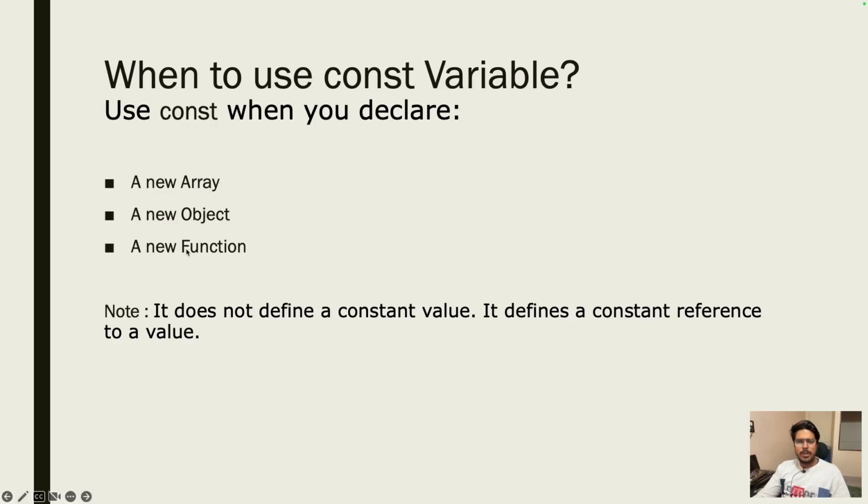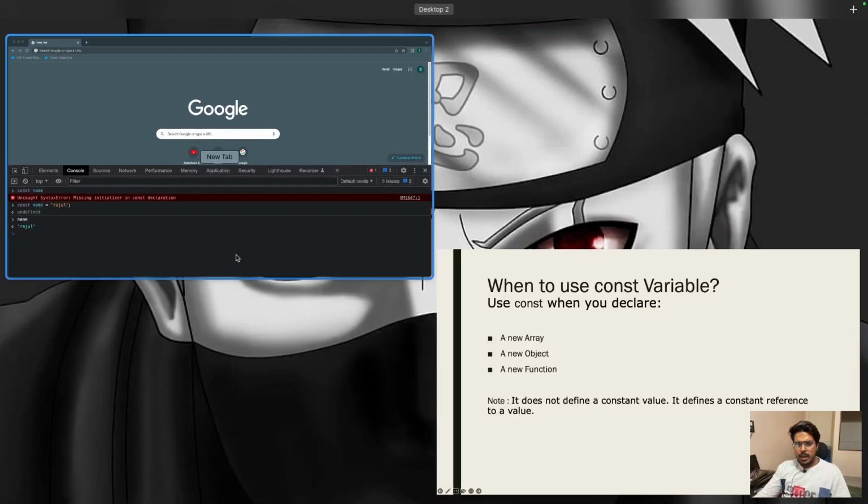We will discuss when to use the const variable. When you are creating a new object or new function, you can create a const variable. So what does it mean? You cannot change the reference of that object, but you can change the value of that object. There is one misleading concept behind this const variable: once you have assigned a value with the const keyword, you cannot change the value. Actually, you can change the value, but you cannot change the reference of that object, such as an object, function or array. I will show you in the demo also.